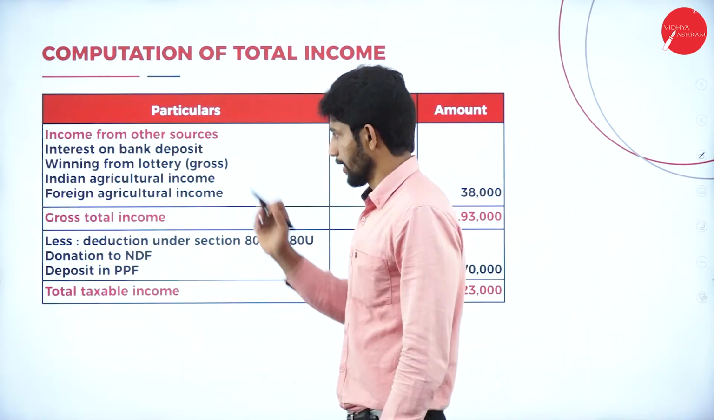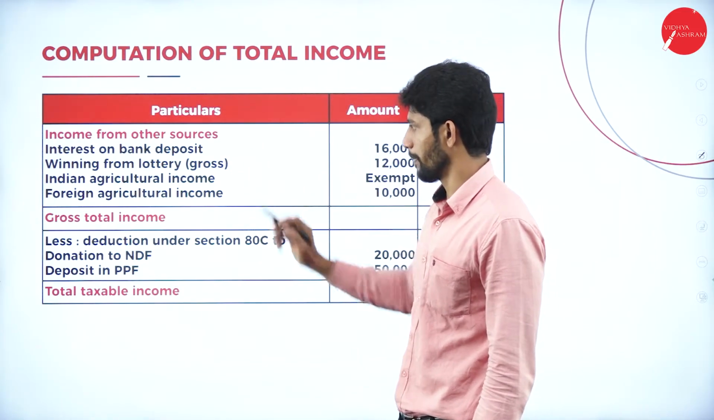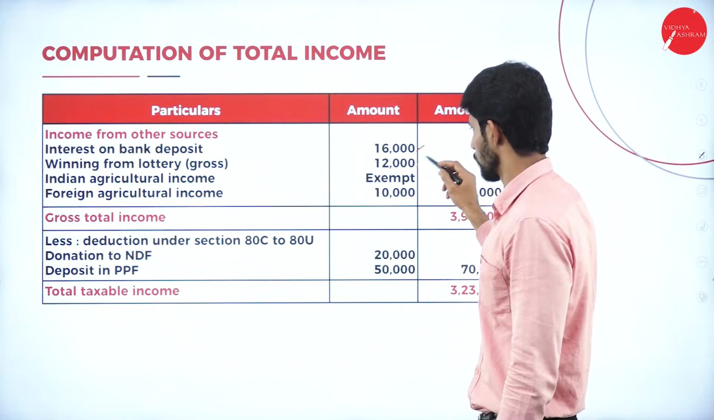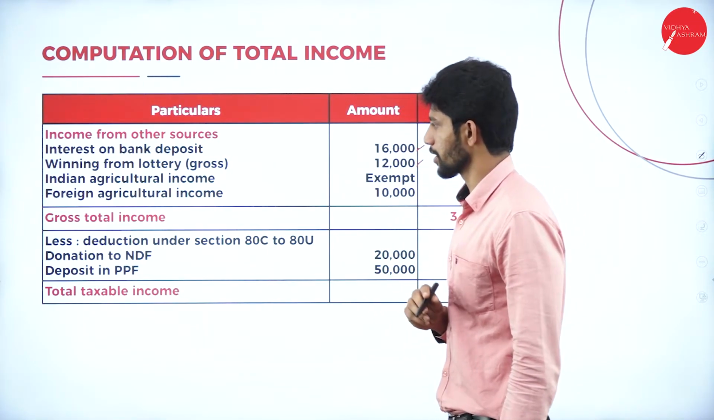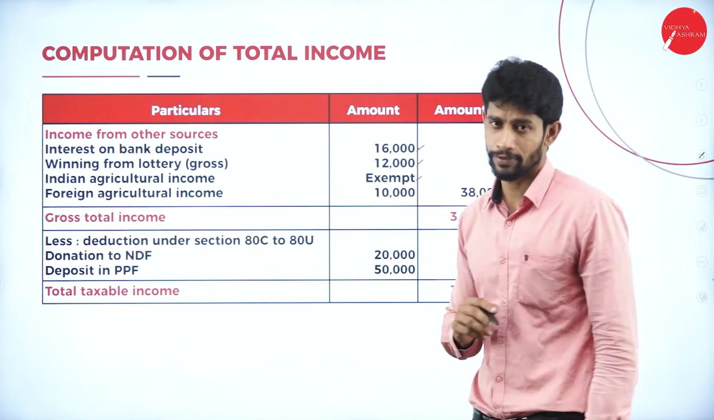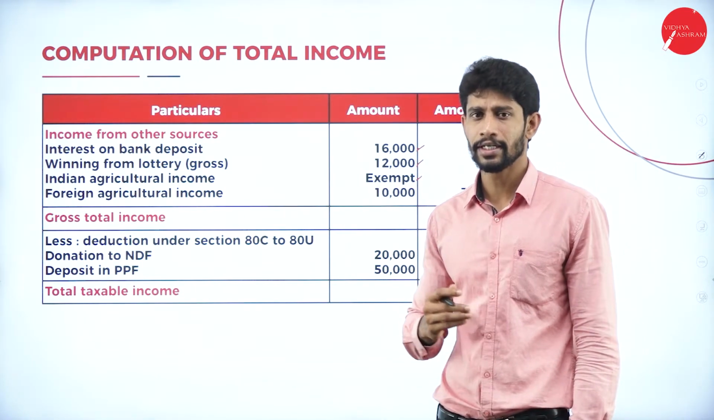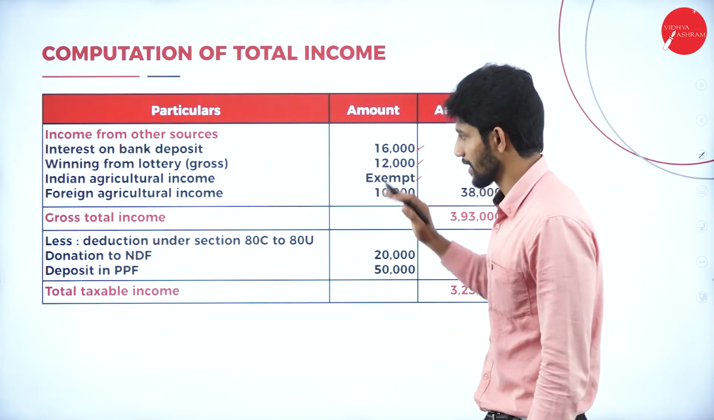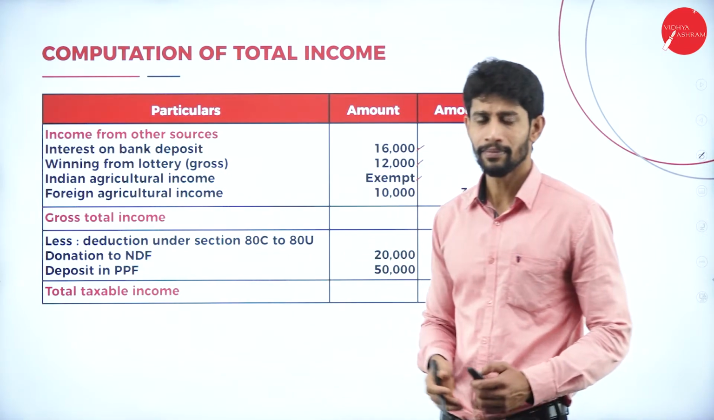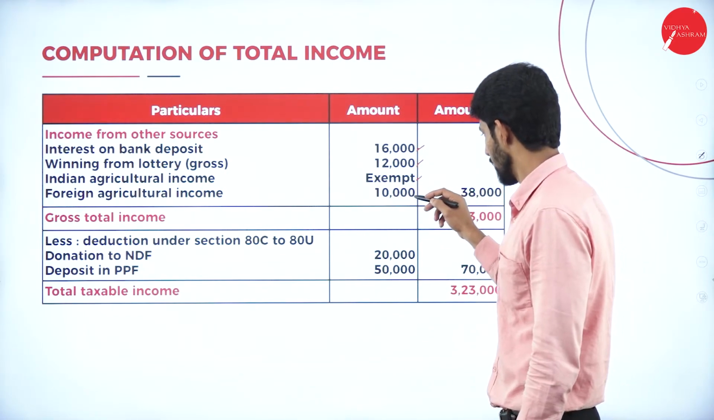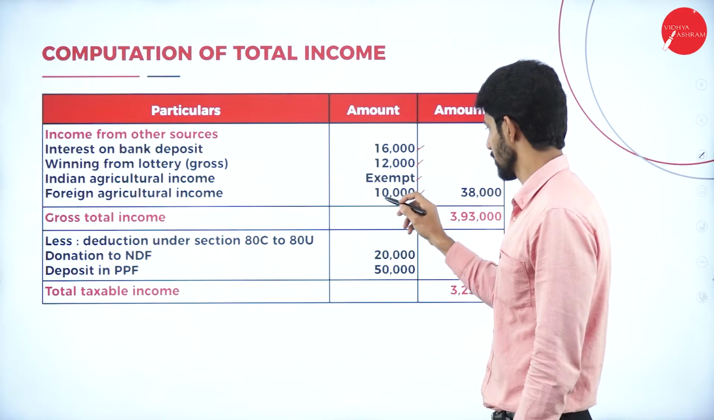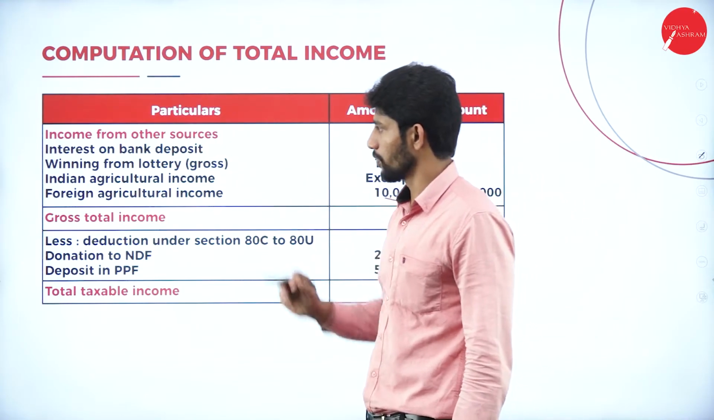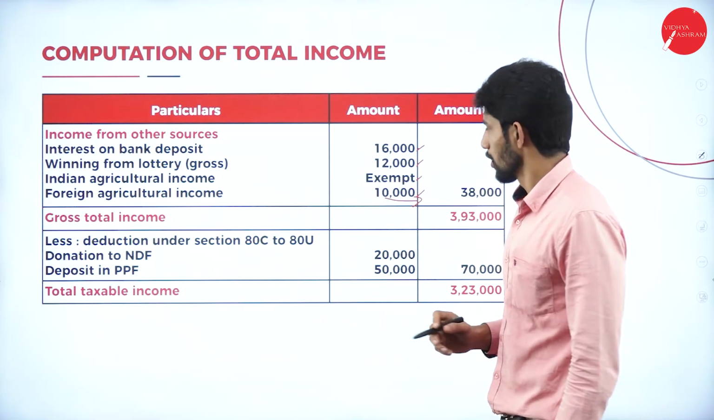So moving on, income from other sources. So interest on bank deposit, it is given in the problem, 16,000. Winning from lottery, yes, 12,000. Next, Indian agricultural income, yes, it is exempt from tax. If any agricultural income is earned in India, it is exempt from tax. Next, foreign agricultural income, yes, it is taxable. So take the amount 10,000. If you total this inner column, you will get 38,000 in the outer column. So that 38,000 is called what? Income from other sources.